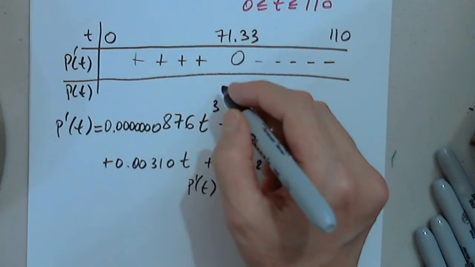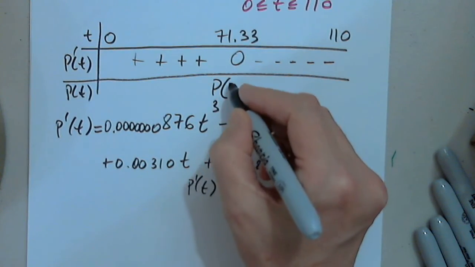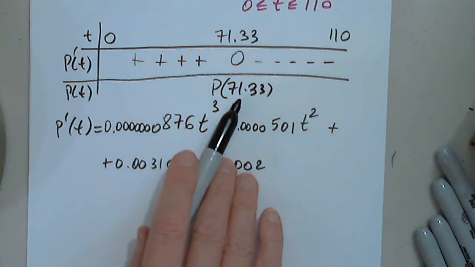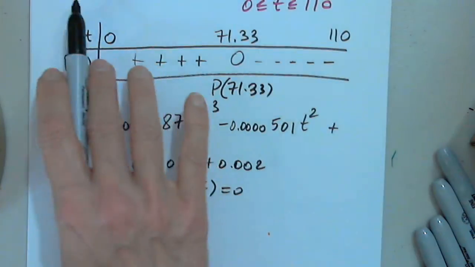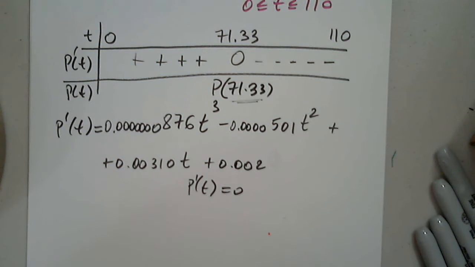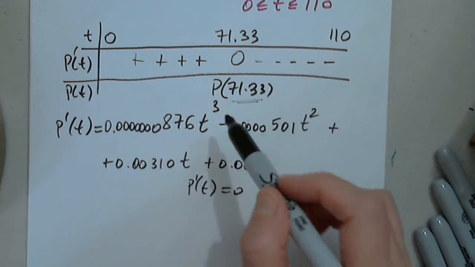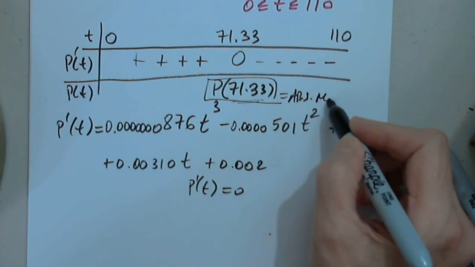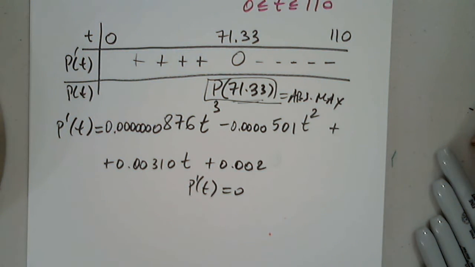Now, according to this model, what is the absolute maximum amount? Okay, so this will be the absolute maximum, which is P of 71.33. You just have to plug it in the function. So put the function in the graphing calculator and plug in 71.33, and you'll get this. And this is the absolute maximum.